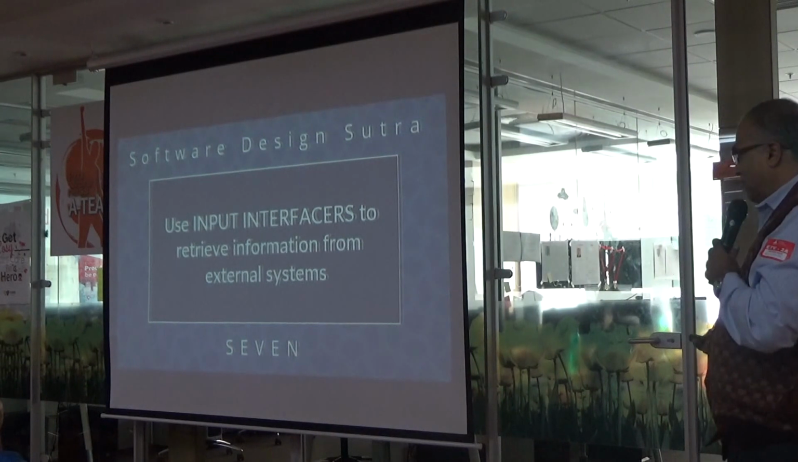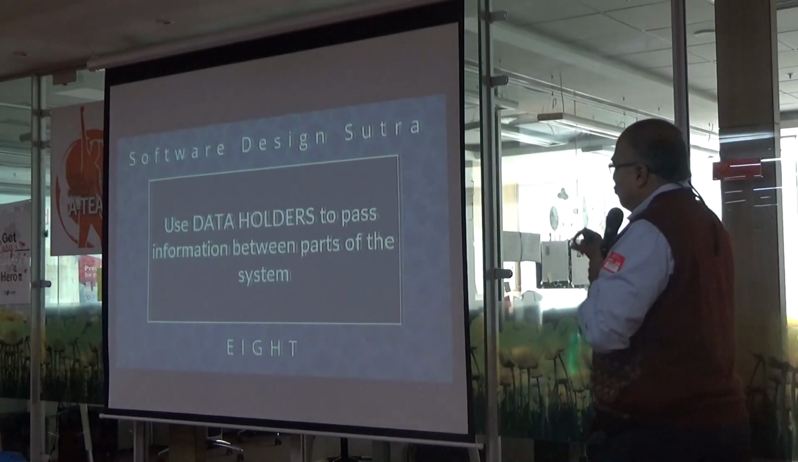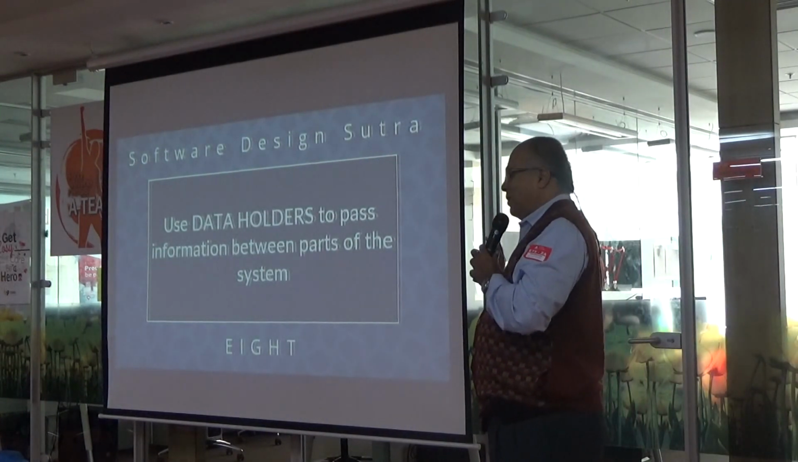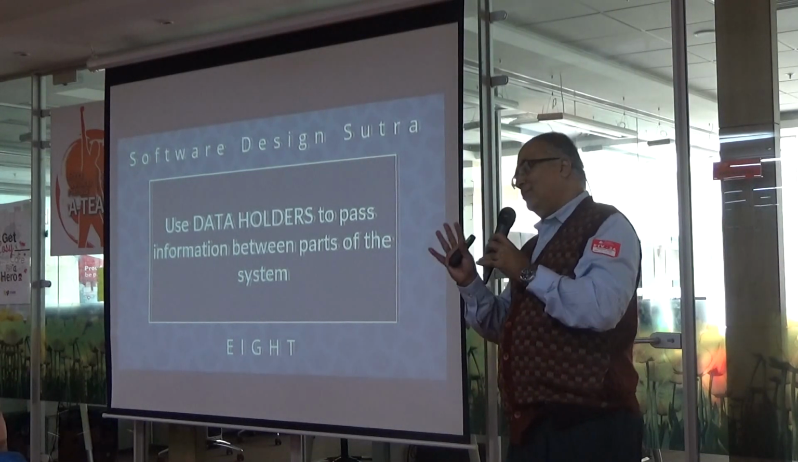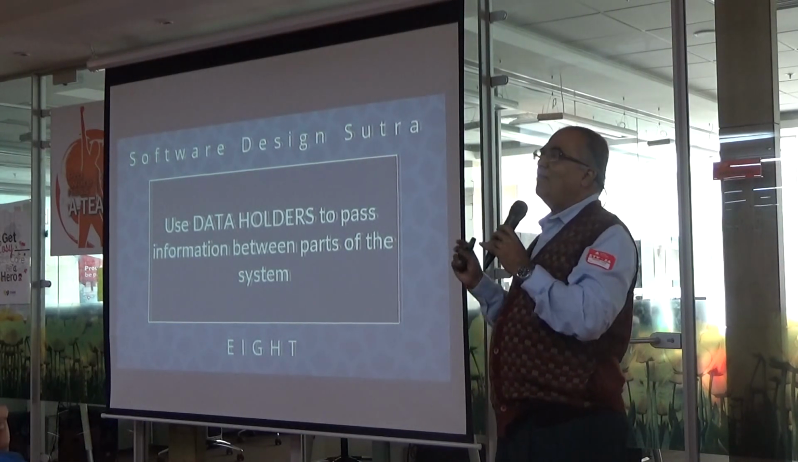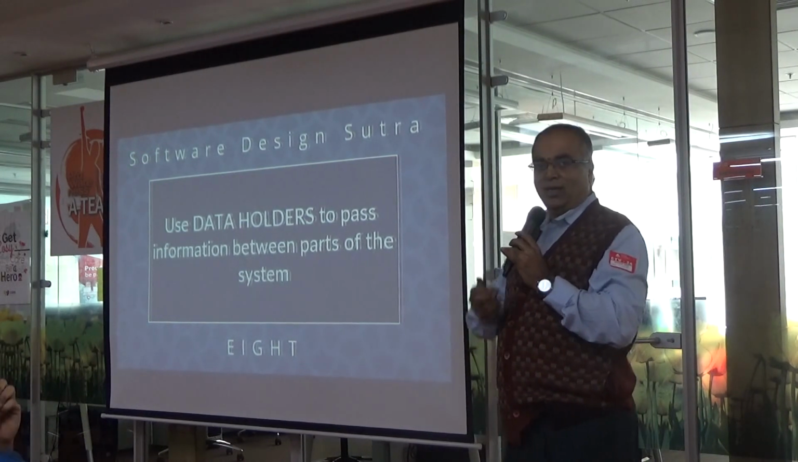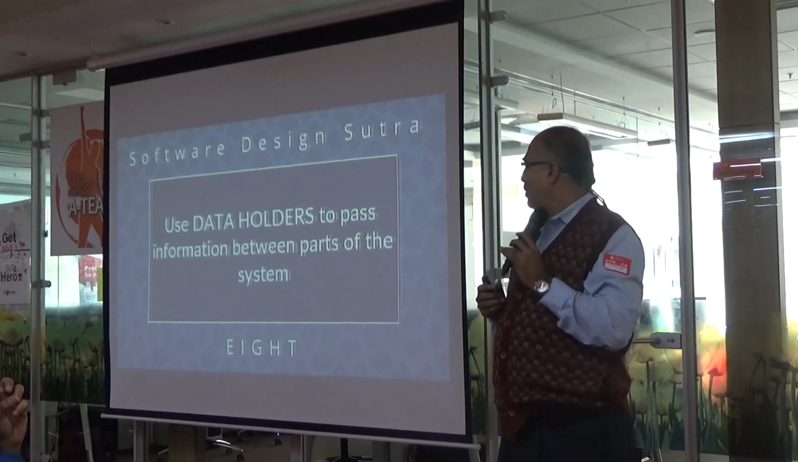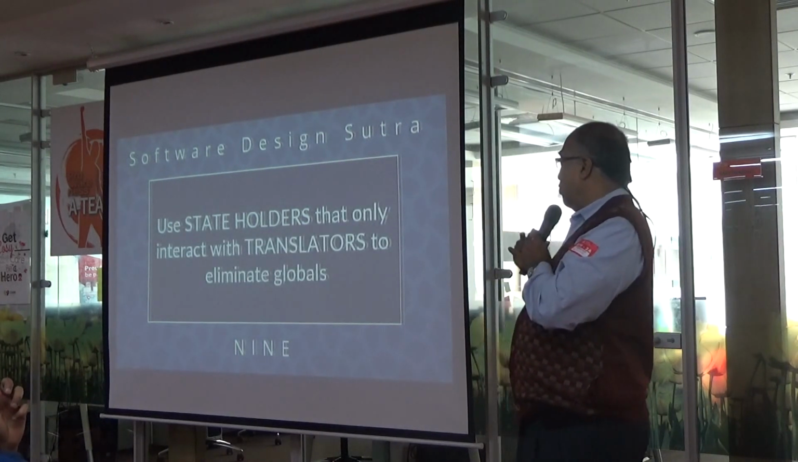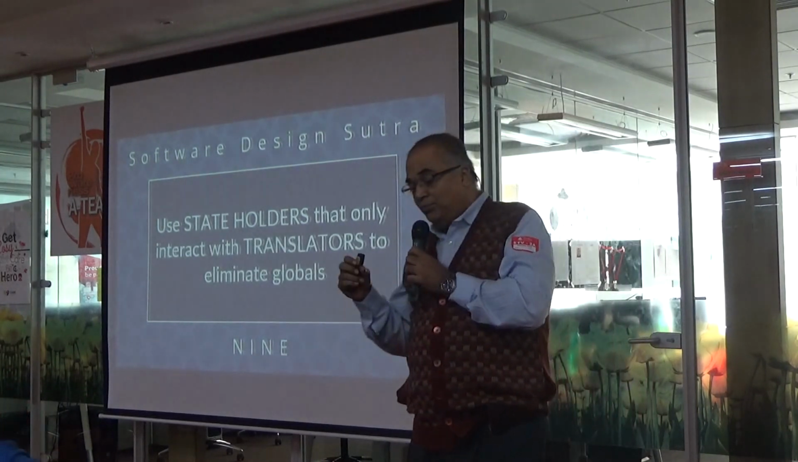Interfaces retrieve information from external systems. Use data holders to pass information between parts of the system. Simple thing: don't have the data holder having code. It's just a data holder, right? That's what you use to pass it around. Use data holders.